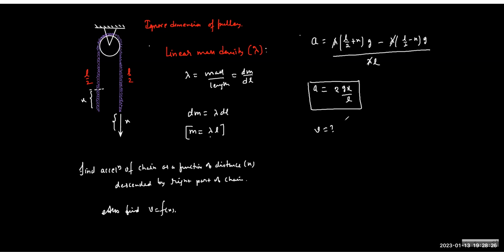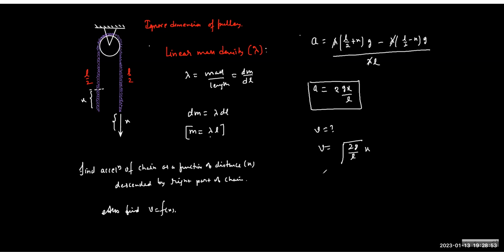Come on, guys, come on. What is happening? I'm taking so much time. So the velocity will be root of 2g by L, x. Yes, root, like this, right? Yes, sir. Okay.